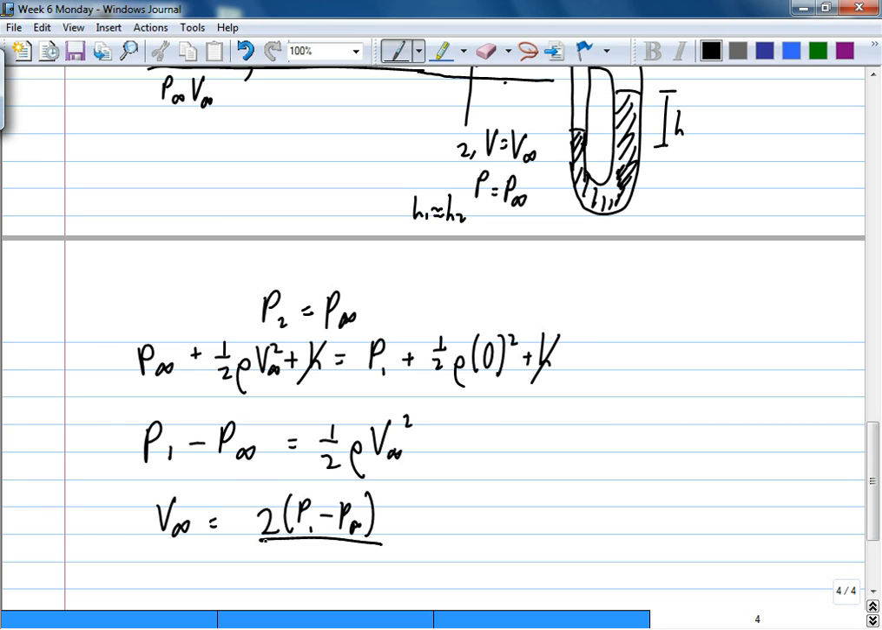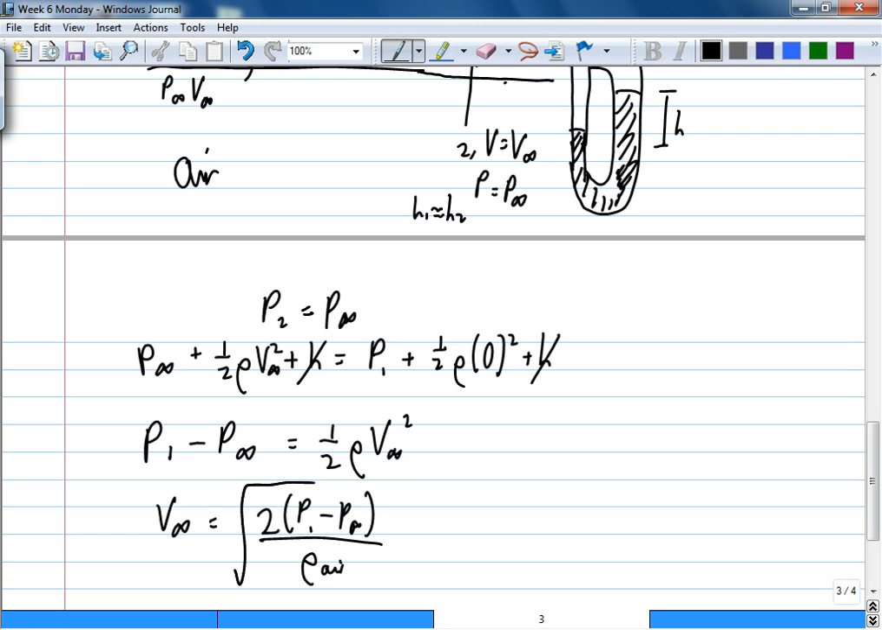2 divided by rho, rho of, this one is the air. Assuming this is the air part. Normally this is used in the air, but it could be used in other fluid. Alright? Square root. Is that alright?